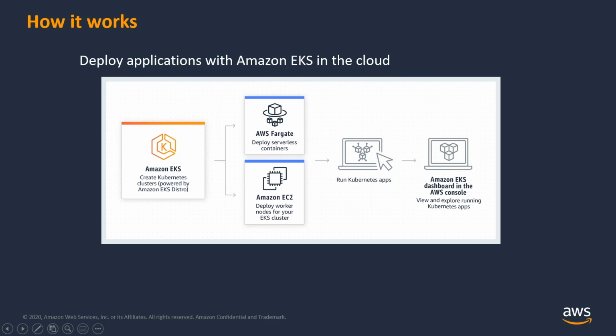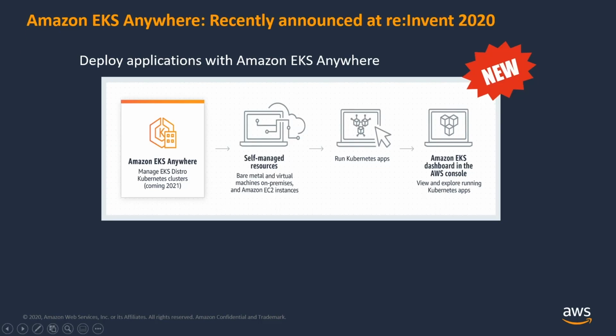So, how does it work? Running containerized applications on EKS is a fairly simple process. First, you create an EKS cluster. Then you need to add EC2 worker nodes to the EKS cluster. Next, point your favorite Kubernetes tooling at your EKS cluster. And finally, deploy your applications to your EKS cluster. If you want to go serverless, you can use AWS Fargate instead of adding EC2 worker nodes.